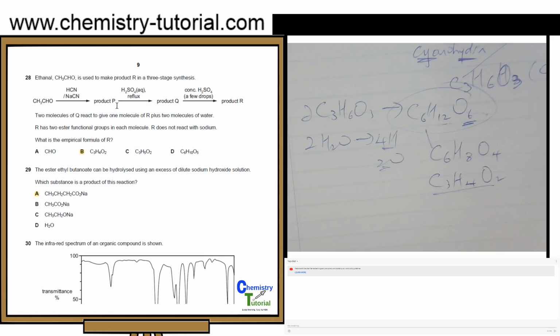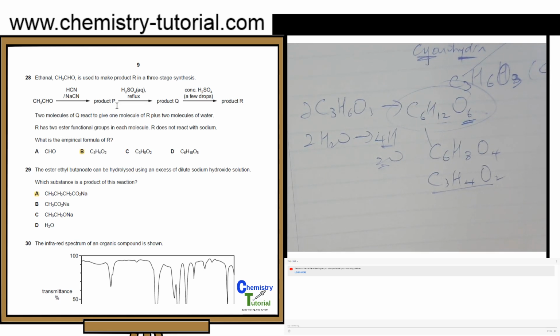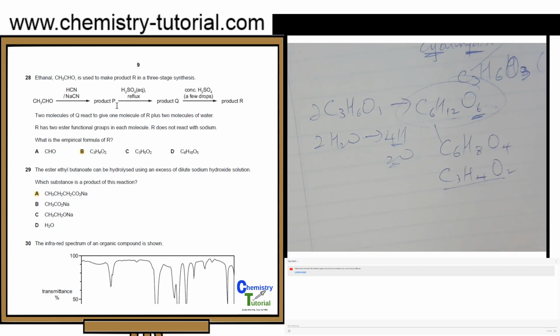Now for question 29, the ester ethyl butanoate can be hydrolyzed using an excess of dilute sodium hydroxide. First, you need to know what reactants are used to make this ester. How do you know? Well, to make an ester, we need an alcohol and a carboxylic acid. Of course, you can use an acyl chloride, but for this case, I'll just say you need a carboxylic acid. The first name that we have, ethyl, represents an alcohol. The second one represents a carboxylic acid. So ethyl means you need ethanol. Butanoate means you need butanoic acid.